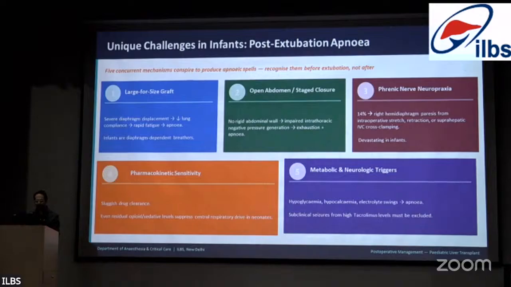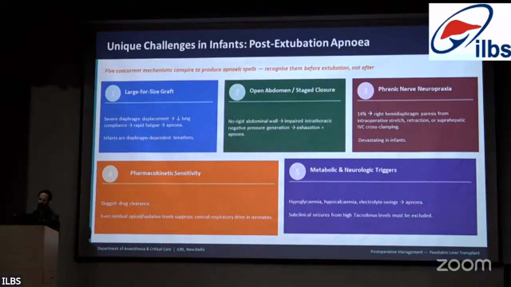Unique challenges which we face in infants are post-extubation apnea. There are 5 mechanisms which conspire to produce apneic spells in children. We should recognize them before extubation and prepare for the patients, not after. The first is the large-for-size graft. Some grafts are larger in children. That causes severe diaphragm displacement, decreases lung compliance, causes rapid fatigue, and can lead to apnea.